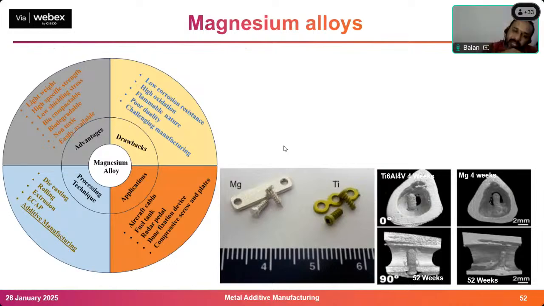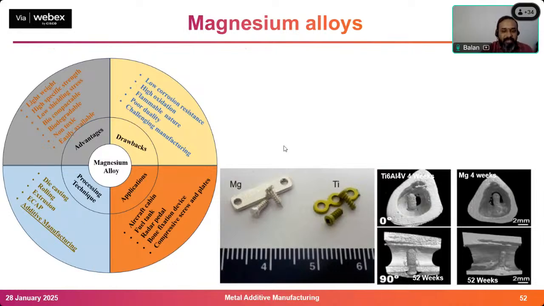Once I put the implant in my body, it has to dissolve along with the bone healing, without affecting our body. Our body needs magnesium. So what they did: can we make an implant and put it inside, and once your bone is healed, the implant should dissolve in your blood? That was the idea. But the disadvantage of magnesium is that it dissolves fast. The corrosion rate will be very fast. Before your bone heals, it gets dissolved. That was the disadvantage. So people are doing a lot of research.